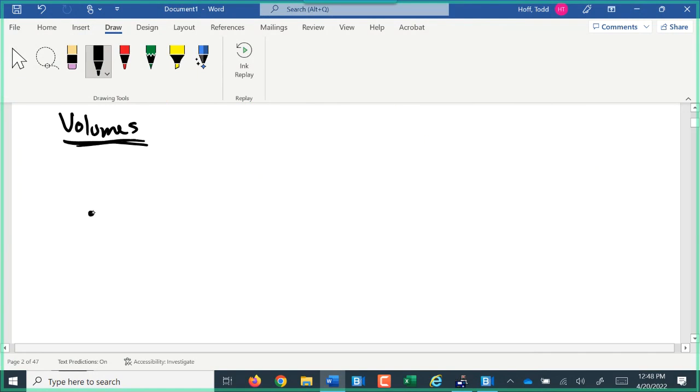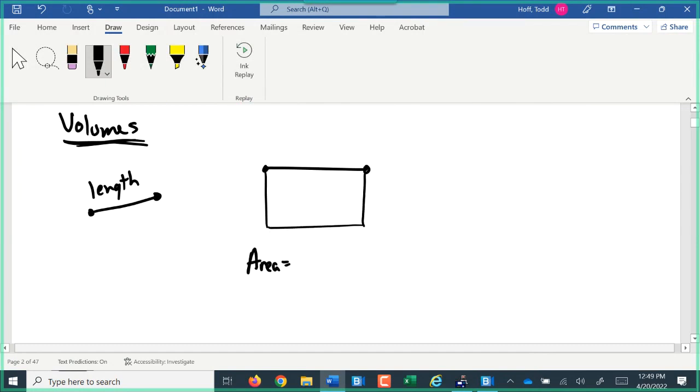We said that a length is created by taking a point and moving it a distance. The distance you moved is the length of that line, right? We said an area is found by taking that line segment and moving it perpendicular. The area is that original length times that new distance moved, which we refer to as a width.